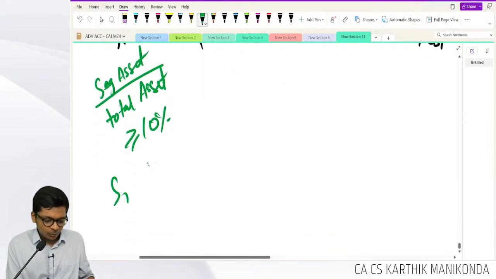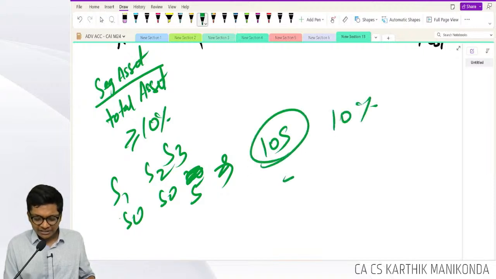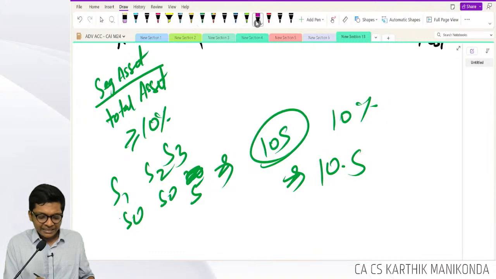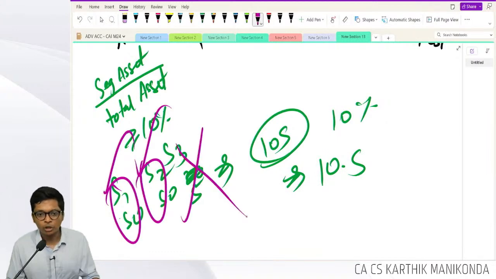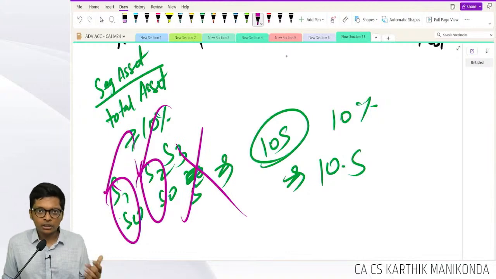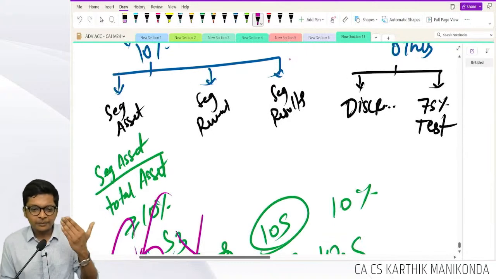For example, if segment 1, segment 2, segment 3 are there totally, if the assets are 50, 50, 20, or let's say 50, 50 and 5, the total of segment assets comes to 105. In that, what is 10%? 10.5. Any segment equal to or more than 10.5 will be reported. Segment 3, since it's not crossing 10.5, we will not report. So segment asset test is segment asset by total asset.